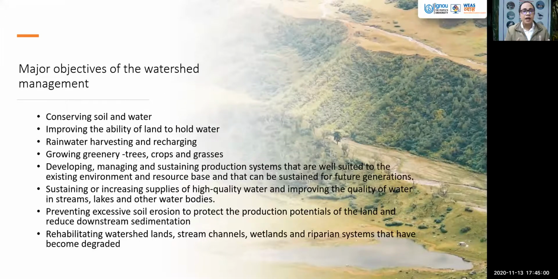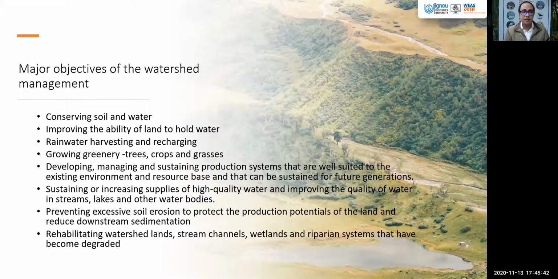If you sum up across the globe, what are the major objectives? They can be summarized as follows. Conserving soil and water is one of the objectives. Improving the ability of land to hold water, rainwater harvesting, check dams and others. Growing greenery: trees, crops, and grasses. Developing so as to minimize landslides and soil degradation. Developing, managing, and sustaining production systems that are well suited to the existing environmental resource base and that can be sustained for future generations.